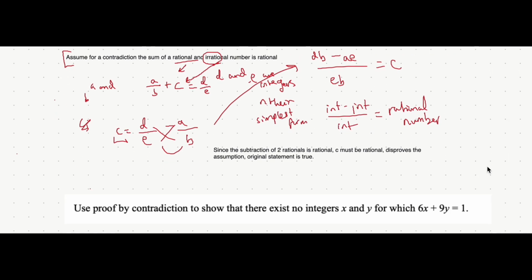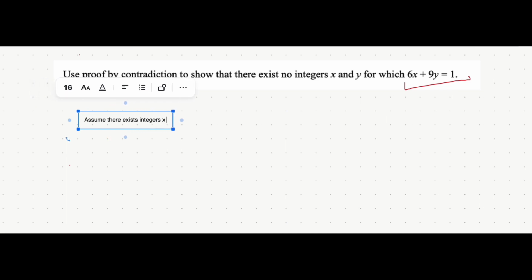Perfect. Let's now move on to this next part of the question. Use proof by contradiction to show there exist no integers x and y for which this equation is true. Well, let's think about it. Once again, we're going to start by assuming the opposite. So we're going to assume there exist integers x and y such that 6x plus 9y, sorry, is equal to 1.